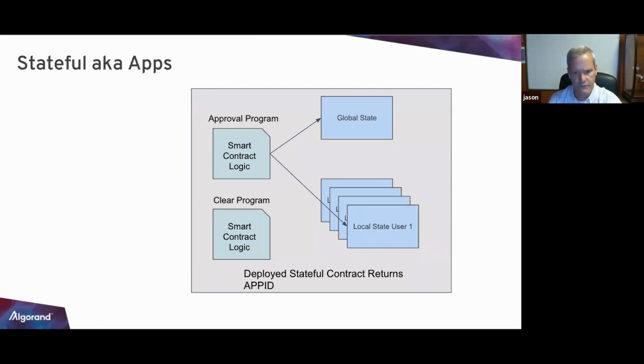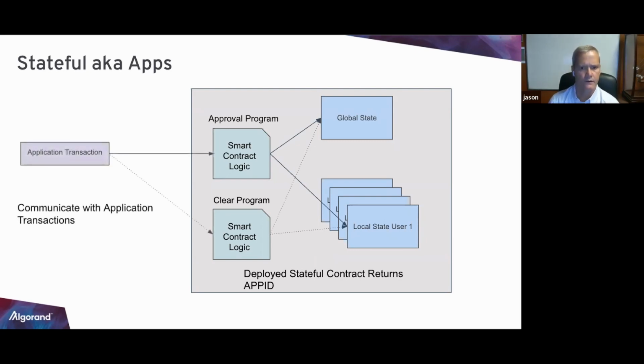And finally, the approval program is the main program that's going to process most of the transactions. We have a clear program that can also modify both global and local state. And you'll see what the difference between those two programs is in the next slide. But we communicate with this with just a set of what we call application transactions. You initiate an application transaction, and one of these two programs will fire and execute its code. So that's how you communicate with them.